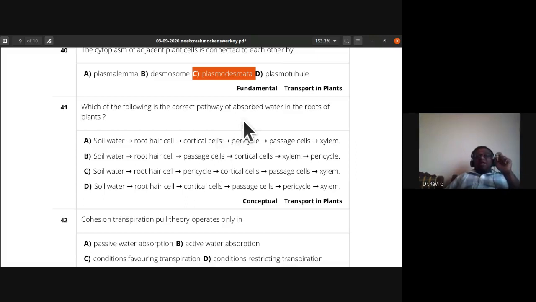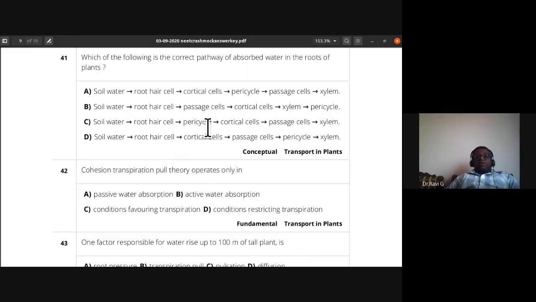Which of the following is the correct pathway of absorbed water in the roots of the plants? Okay, so which is the correct pathway? Soil water, root hair cell, cortical cells, pericycle, passage cells, xylem. Or is it soil water, root hair cell, passage cells, cortical cells, xylem, pericycle? Soil water, root hair cells, pericycle, cortical cells, passage cells, xylem. Soil water, root hair cell, cortical cells, passage cells, pericycle, and xylem. Which is the correct option?